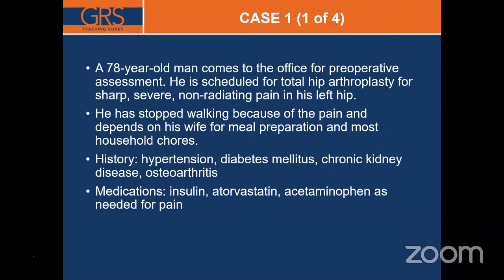First case, 78-year-old man, comes to the office for perioperative assessment. He is scheduled for total hip arthroplasty for sharp, severe non-radiating pain in his left hip. He has stopped walking because of the pain and depends on his wife for meal preparation and most household chores. He has history of hypertension, diabetes, chronic kidney disease, and osteoarthritis. Medications include insulin, atorvastatin, acetaminophen as needed. So he's diabetic, has chronic kidney disease, and also he's on insulin.